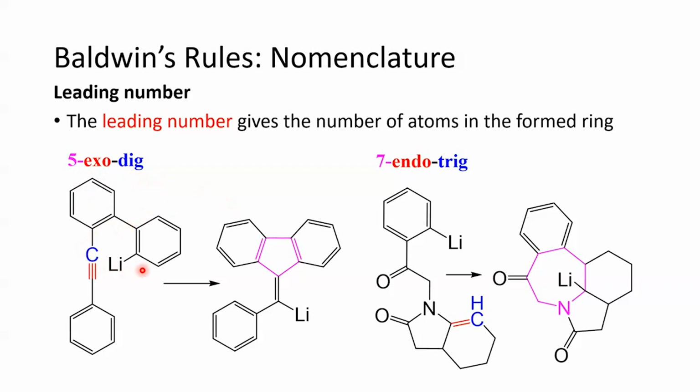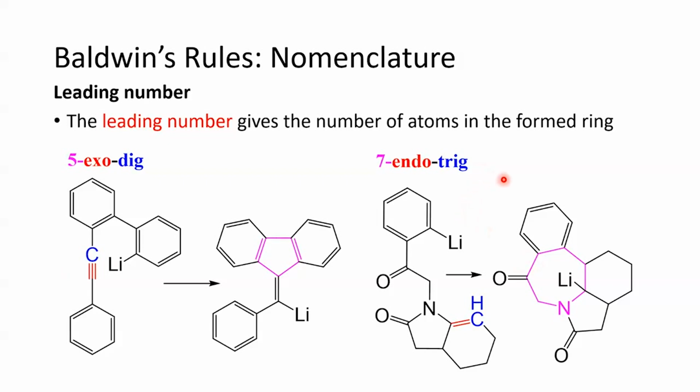And if we take a look at the ring being formed, we see that there is a 5-membered ring formed in this reaction. The bond that breaks, which is highlighted in red, is situated outside of the ring, therefore it's an exo reaction. And if we look at the carbon atom that's being attacked in this reaction, it is a digonal carbon. So altogether that gives us this reaction as being a 5-exo-dig reaction.